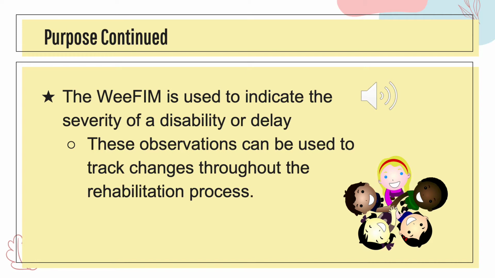Because of the scoring system that the WeeFIM uses, it is also used to indicate the severity of a disability or a delay, and because the scoring system ranges from complete independence to total assistance, any score that lies within this section will indicate a delay in a certain domain or task. And there are also observations that can be used to track the changes throughout the rehabilitation process. So you can use the WeeFIM when you first admit the patient, and then use it throughout your rehab progress to see how they are progressing in each domain and task area.